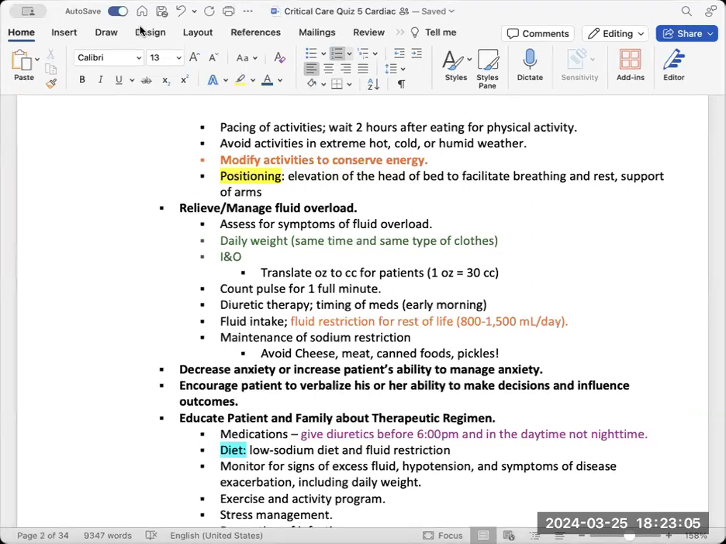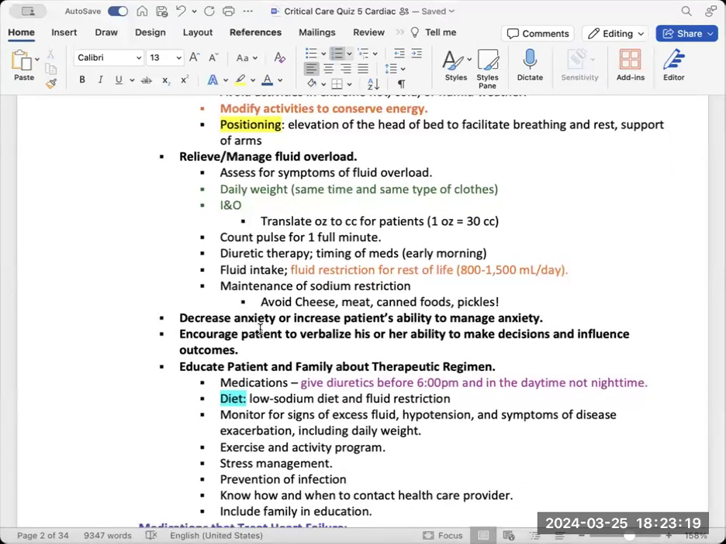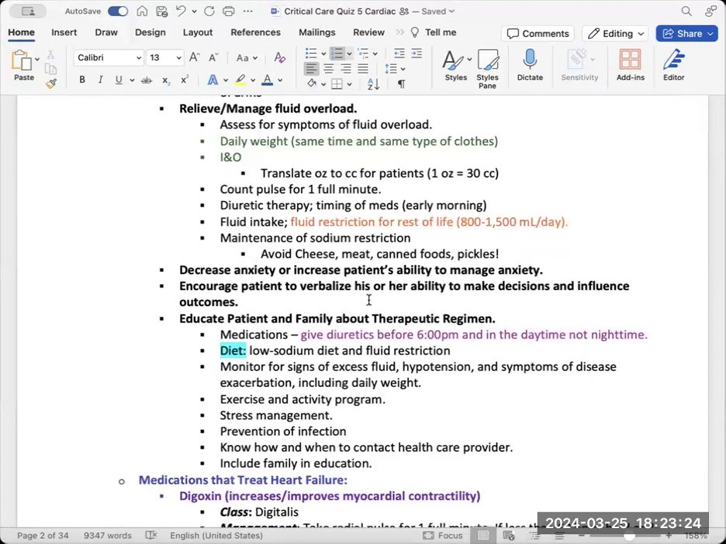We also want to relieve and manage fluid overload. So this is things like, right, doing our daily weights and I&Os, especially for right-sided heart failure patients, right? Making sure that we have fluid restrictions of like 800 to 1,500 milliliters, right? And make sure we have sodium restrictions, because wherever sodium goes, water goes. So that can increase more pressure on the heart. So we want to reduce sodium intake.